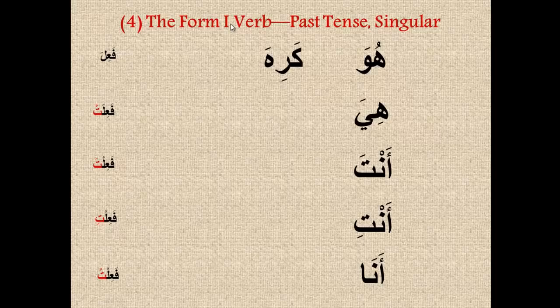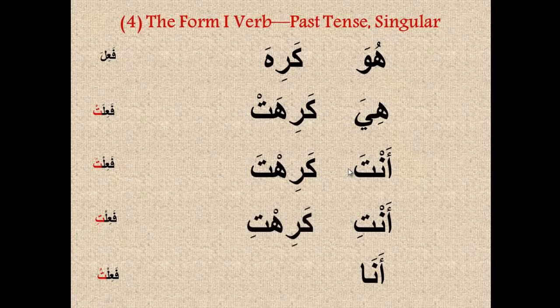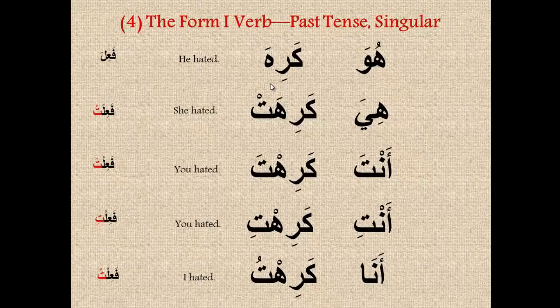The hiya form will be karihat, karihat. We're adding a ta sakina. Anta karihta, anti karihti, wa ana karihtu. And this verb means to hate or to detest. So kariha means he hated, karihat, she hated, karihta, you hated, karihti, you hated for feminine, and karihtu, I hated.